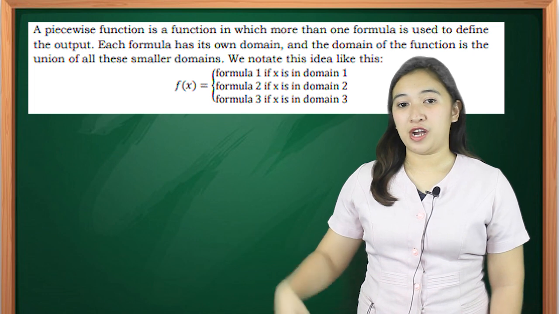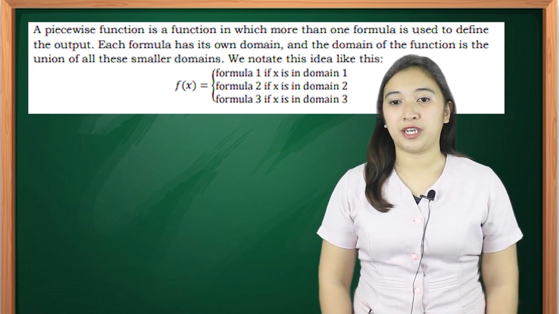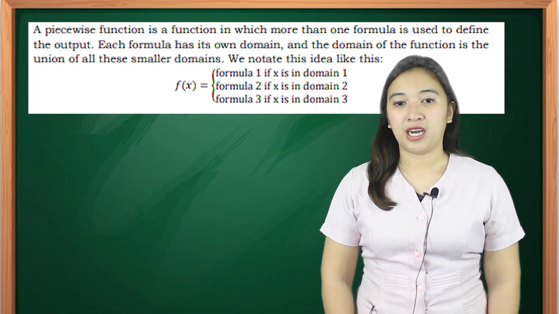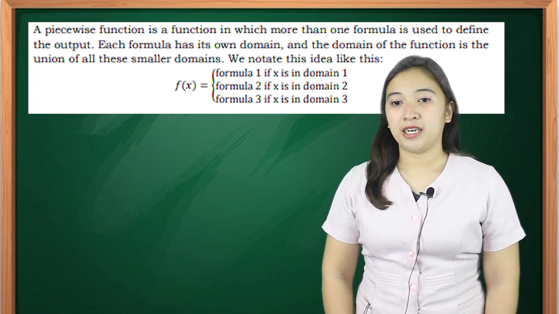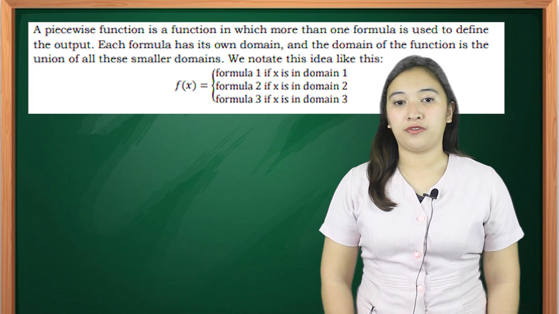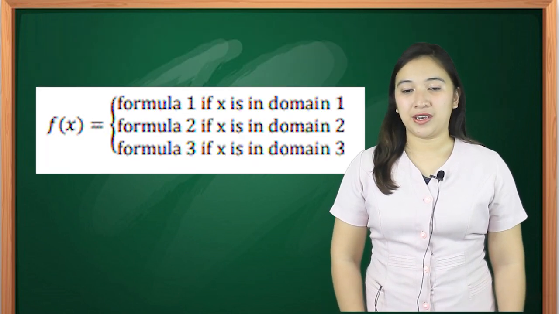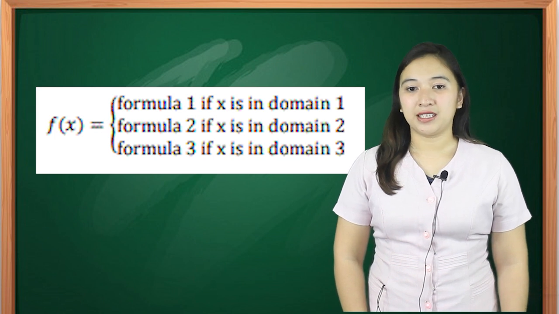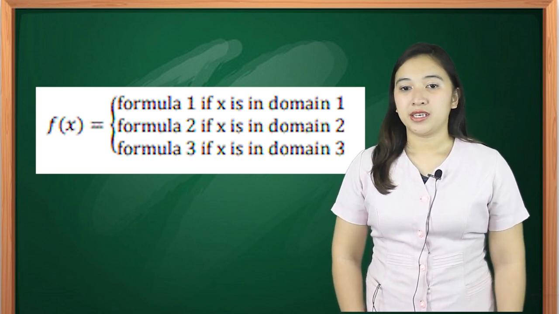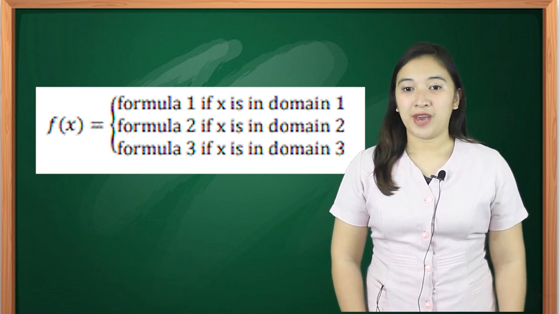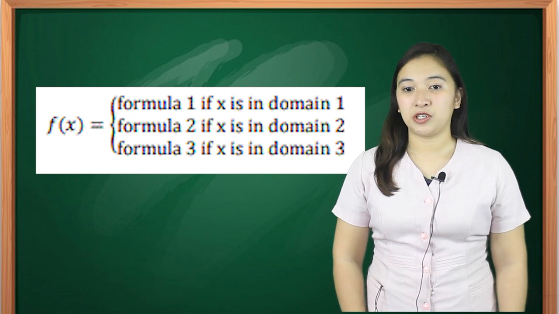A piecewise function is a function in which more than one formula is used to define the output. Each formula has its own domain, and the domain of the function is the union of all these smaller domains. We notate this idea like this: f(x) = formula 1 if x is in domain 1, formula 2 if x is in domain 2, and formula 3 if x is in domain 3.